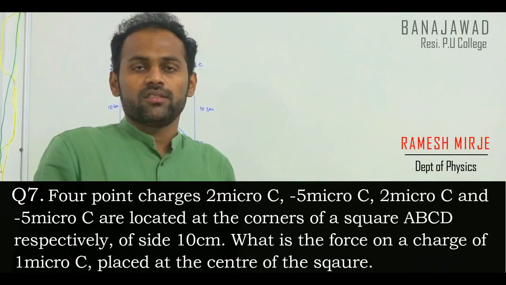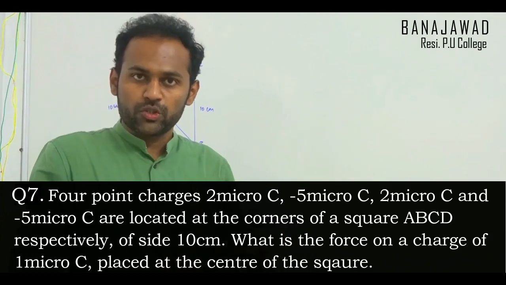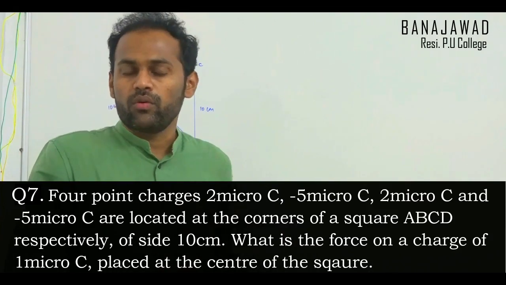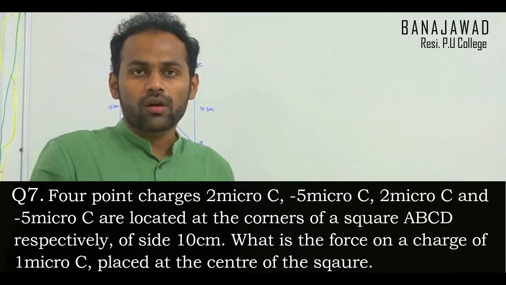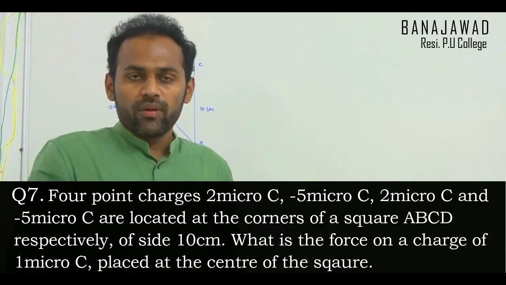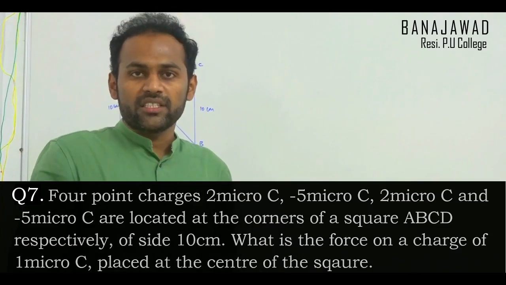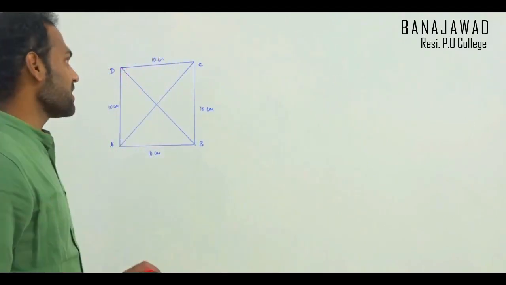4 point charges plus 2 microcoulomb, minus 5 microcoulomb, plus 2 microcoulomb and minus 5 microcoulomb are placed at 4 corners of a square of side 10 centimeter. What will be the net force acting on a charge of 1 microcoulomb placed at the center of the square? So this is the question. See, total 4 charges are given.